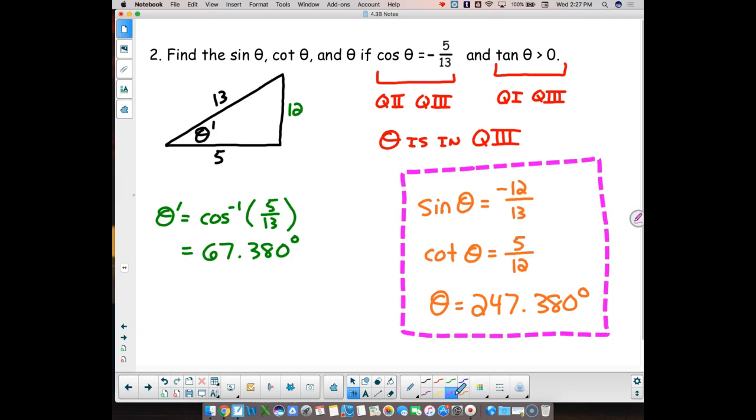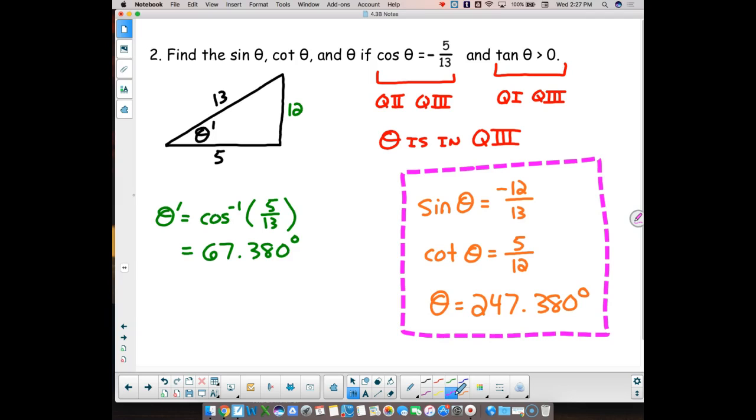Got it? Good job. Questions on that? Why are you adding 180 then? Because I'm in quadrant number 3, based upon the two conditions that were given to me. Cosine is negative and tangent is positive only in quadrant number 3. So that puts my theta in quadrant number 3.